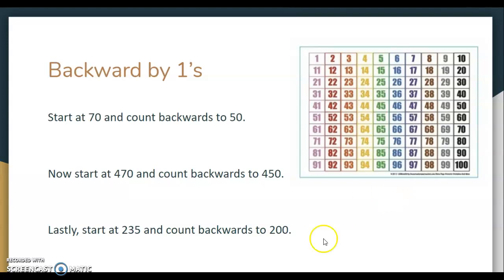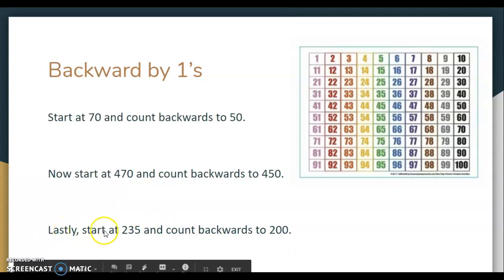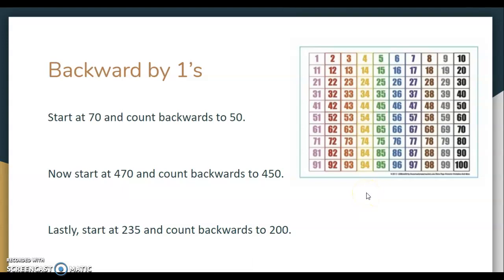All right, boys and girls, good work. Our last problem, start at 235 and count backwards to 200. Go ahead and try that on your own.